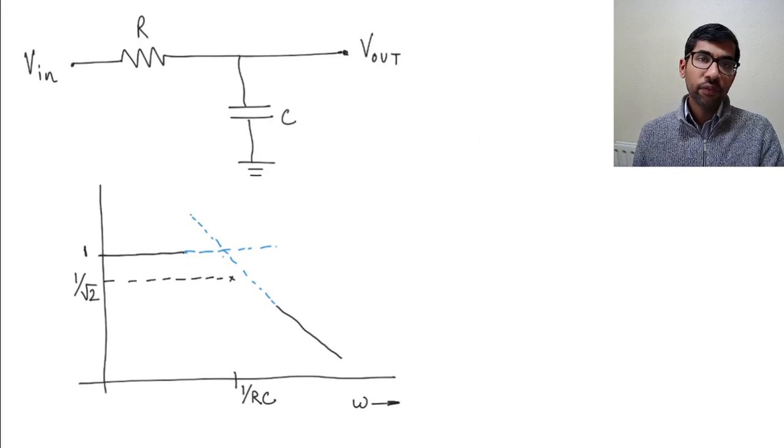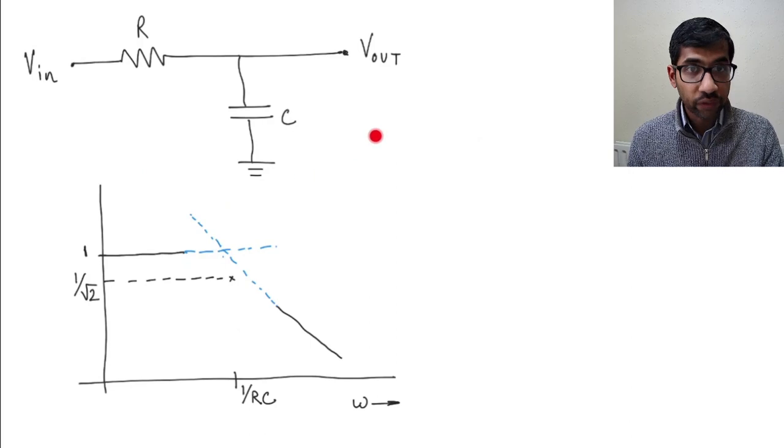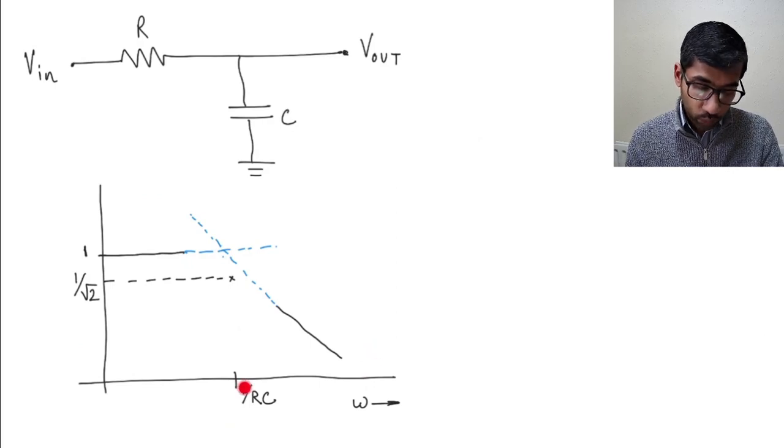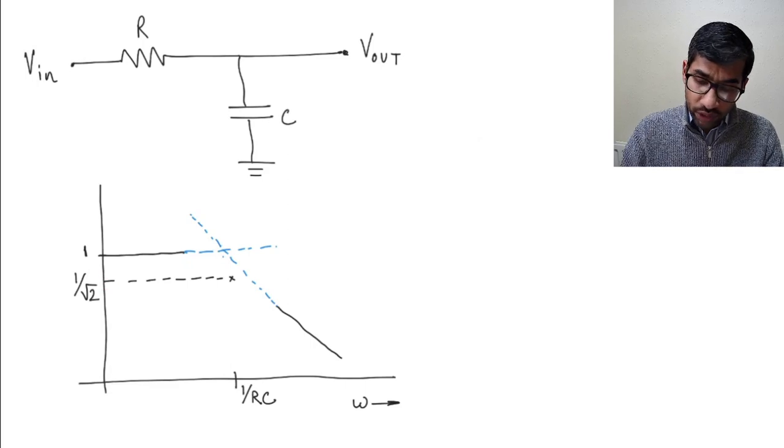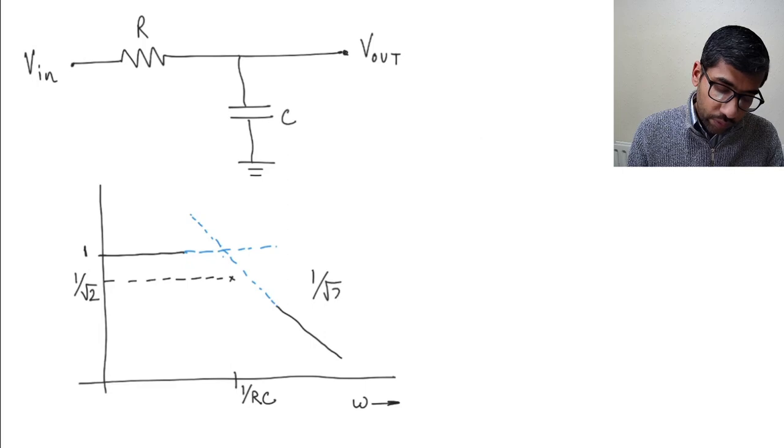Hi, in the previous video, we calculated the gain for this filter. And once we got the gain, we plotted it on the curve and we got a curve like this, right? 1 over RC is the cutoff frequency of this filter. And at that cutoff frequency, the gain is given by 1 over square root 2, which is approximately equal to 0.7.